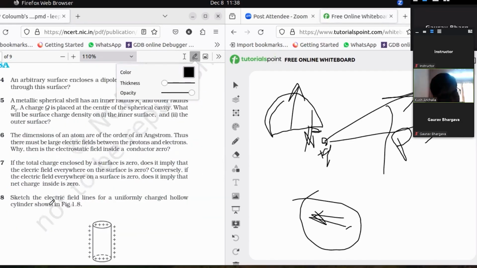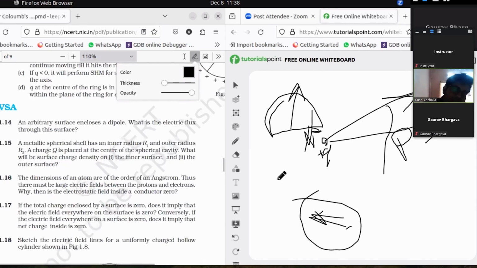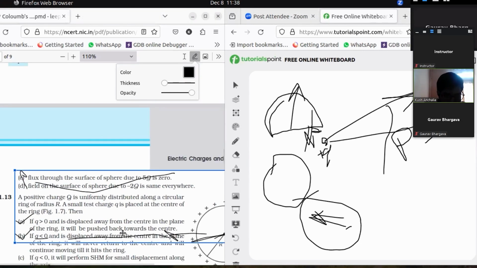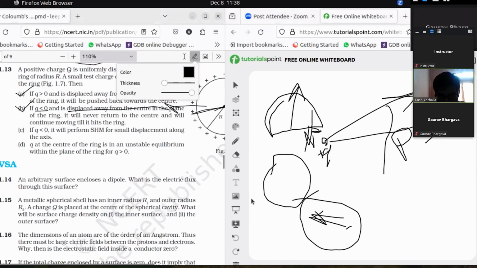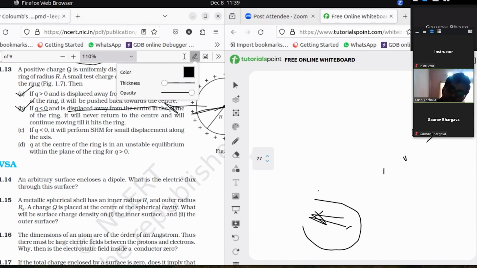Next is VSA. Let's move on to this. An arbitrary surface encloses a dipole. What is the electric flux? Electric flux is 0 since a dipole has one positive and one negative charge. If the whole dipole is enclosed within the surface, the net charge inside the surface is zero. That means Q enclosed is zero. So flux directly depends on the Q enclosed.